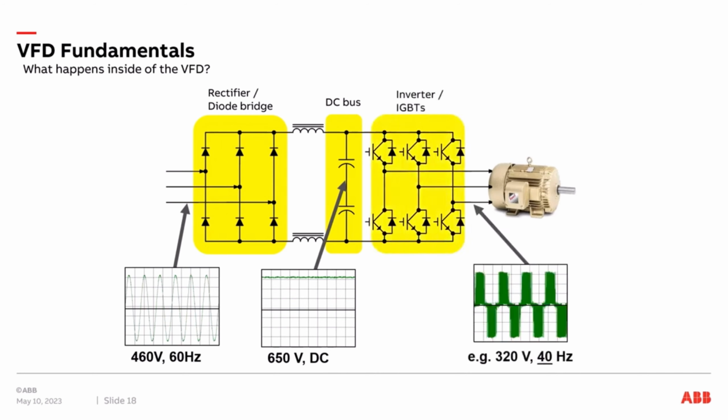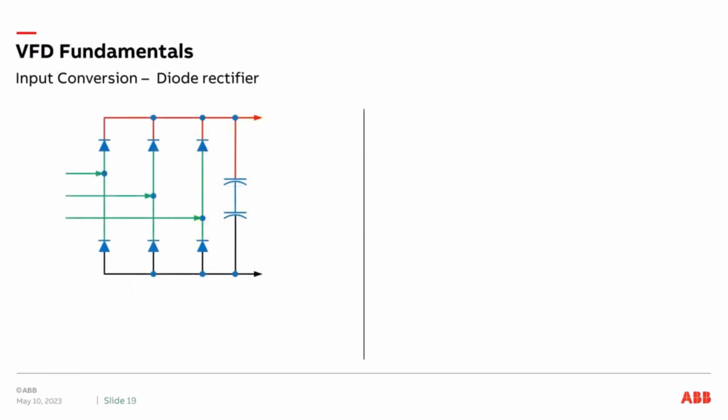Now that DC bus allows the IGBTs to convert to a new voltage and a new frequency to control the motor. It's very important to realize we need to create a new voltage and frequency. Let's take a look at the input conversion part, the diode rectifier, on a drive.